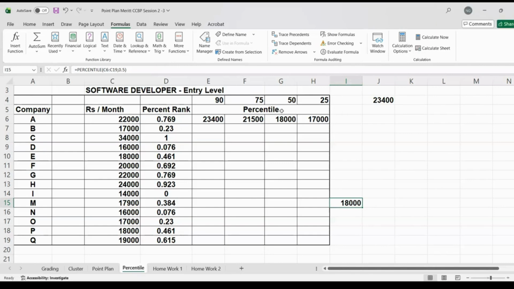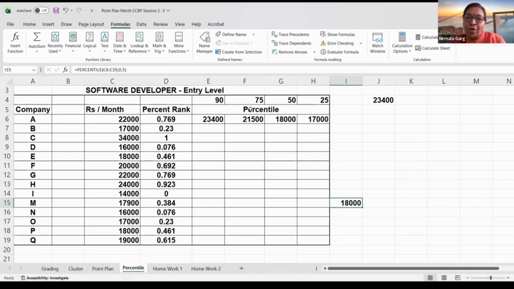Ma'am, can you say that statement again, please? Is that Anita? Yes, please. You calculated in column J the value 23,400, which is the 90th percentile. You calculated it manually for us. So what is the formula which you have used? How did you calculate it? Simple.